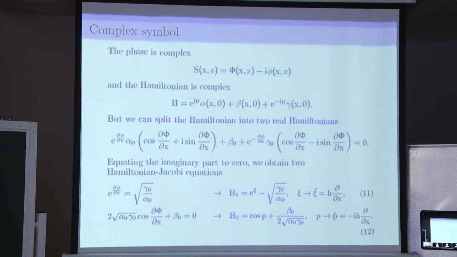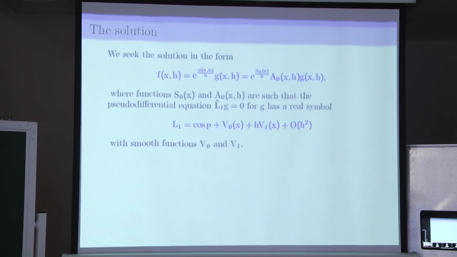And if we equate the real part of our original complex Hamiltonian, we obtain the second real Hamilton-Jacobi equation for the real part of the phase. So we split our original complex Hamiltonian into two real ones. Here, you can see them, H1 and H2. It was the idea, but we need to implement this idea. How can we do it?